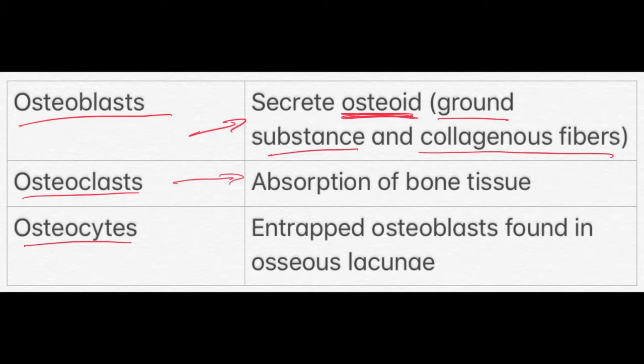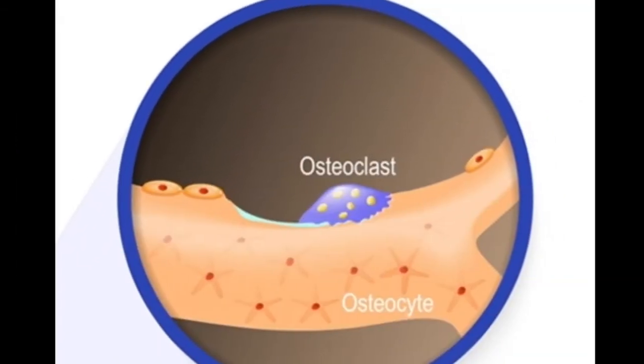Finally, osteocytes, these up here, are osteoblasts that are entrapped in the osteoid that they secreted, so they're unable to move. These cells are located in osseous lacunae, and later in the video I'll explain what osseous lacunae are. And those are the three cells that are responsible for bone metabolism. Now, having just learned their functions, it may be difficult to visualize these processes. So here's an image that will help illustrate this cycle.